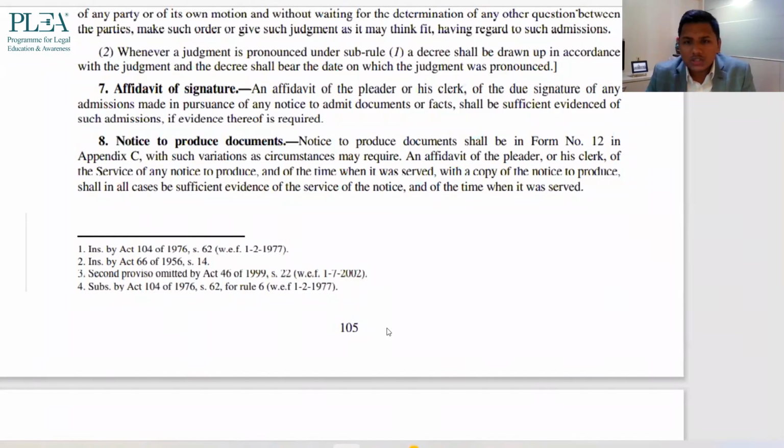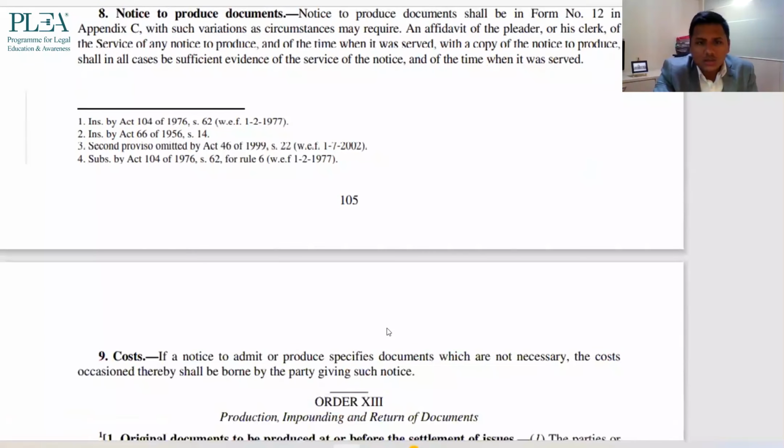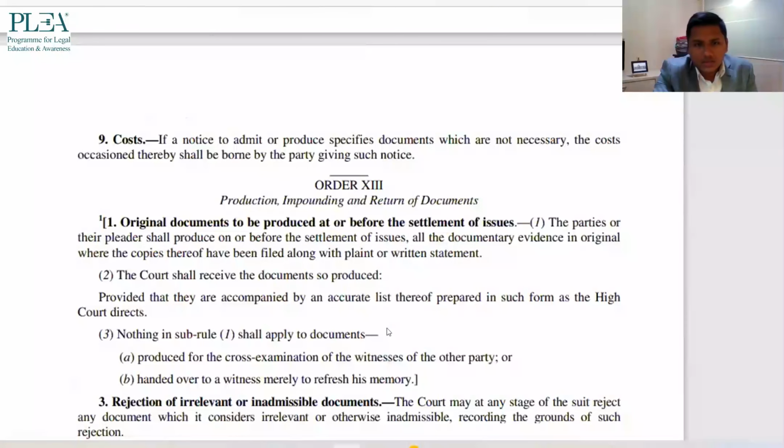Notice to produce document shall be in Form 12 in Appendix C with such variations as circumstances may require. An affidavit of the pleader or his clerk of service of any notice to produce at the time so and so. So basically, it should be supported by way of an affidavit that you have given a notice to produce certain documents which are not in your custody. Then Rule 9 deals with costs.